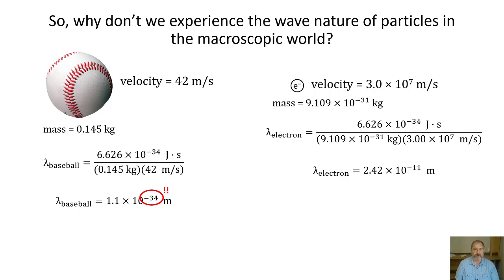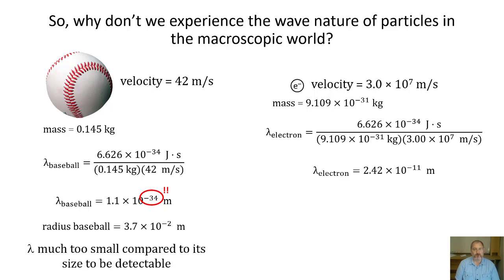This is hugely small. This is so tiny that it's almost unimaginable, so we don't even have an apparatus that can measure something that tiny. And if you compare the size of the wavelength of the baseball to the radius of the baseball, you see that the wavelength of the baseball is over 30 orders of magnitude smaller than the size of the baseball. So even if we could detect the wavelength, it would be so small compared to the size of the baseball that it would be insignificant.